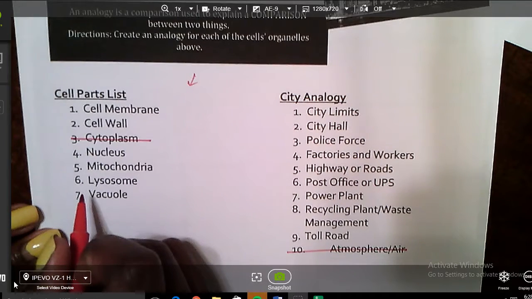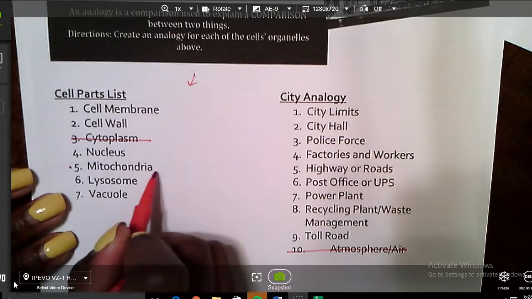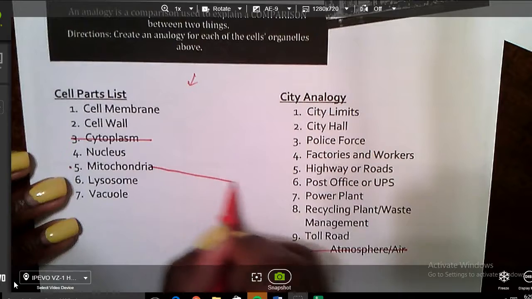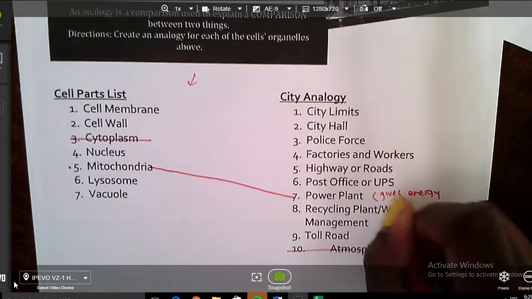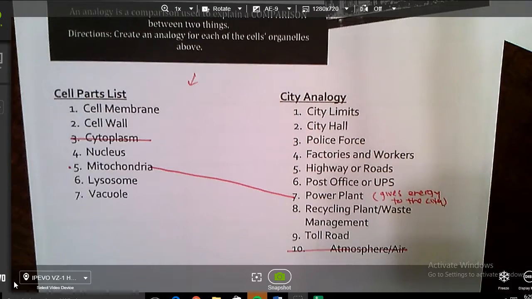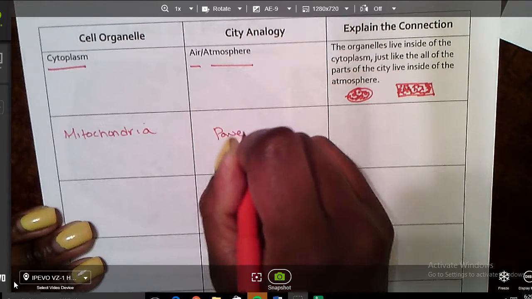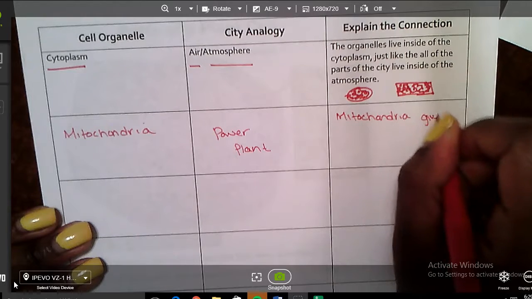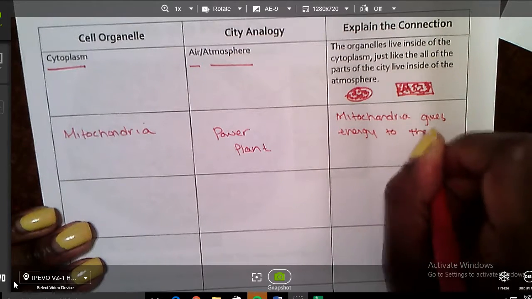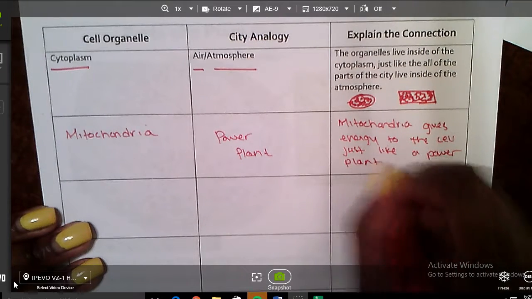let's do the mitochondria. So I think the mitochondria is most similar to a power plant. Because I know that the power plant gives energy to the city. Okay? So now we're going to go to our second page. I'm going to write down the name of the organelle. I'm going to write down the part of the city. I'm going to write down the mitochondria. Gives energy to the cell, just like a power plant provides energy for the city.